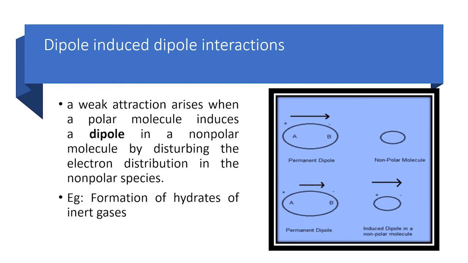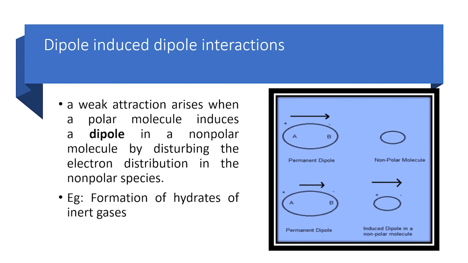This can induce temporary polarity or an instantaneous dipole in a non-polar molecule. By the approach of this polar molecule, the electron density can be disturbed, and that results in an induced dipole in the non-polar molecule. Now this permanent dipole and induced dipole interact with each other, and that results in an attraction which is called dipole-induced dipole interaction. An example for this type of interaction is the formation of certain hydrates of inert gases.